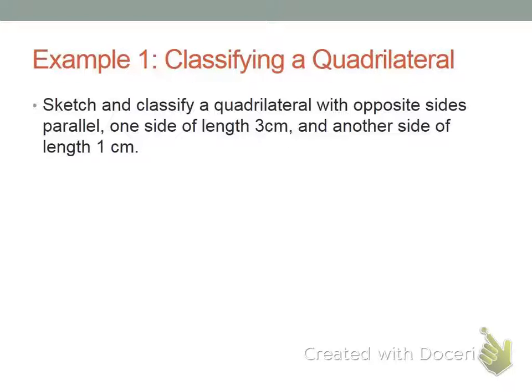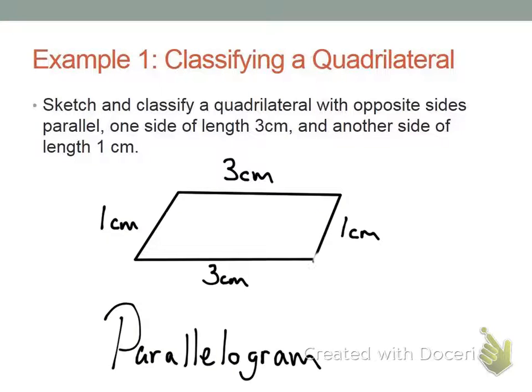It's not a rectangle because the instructions do not say that this figure has right angles. That is important for a rectangle. So the only other figures it could be is a rhombus or a parallelogram. But it's not a rhombus. Why? Because are all the side lengths the same? No. It's a parallelogram. And why would I label the top and bottom as 3 centimeters instead of the sides?